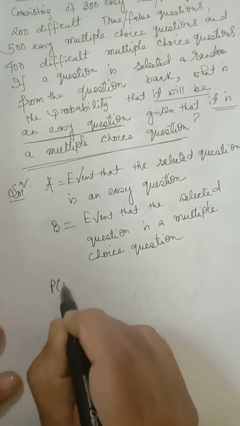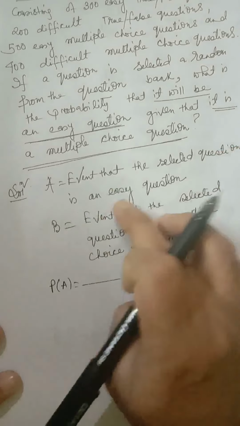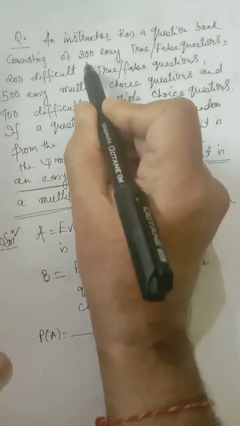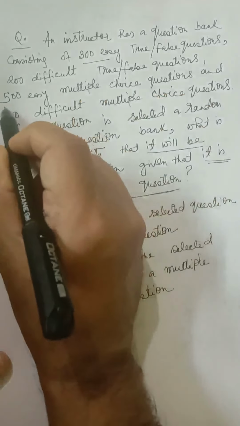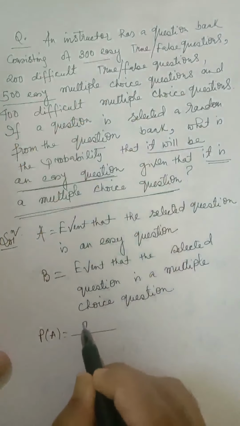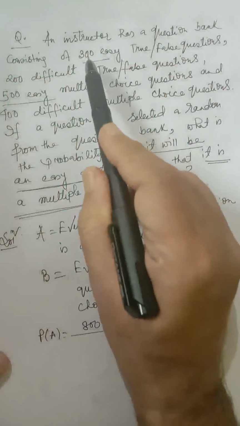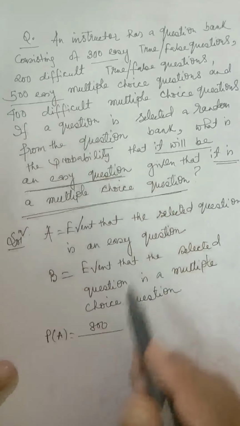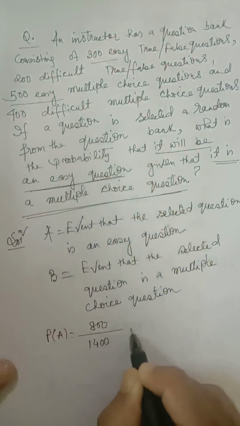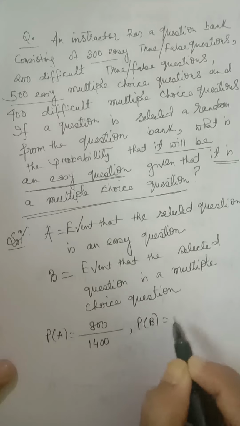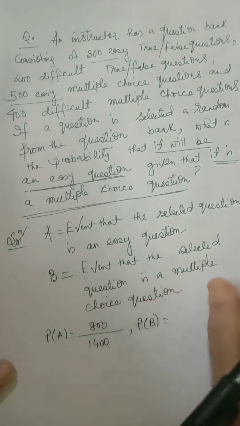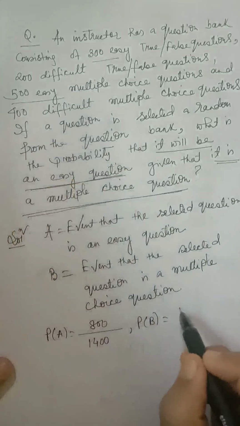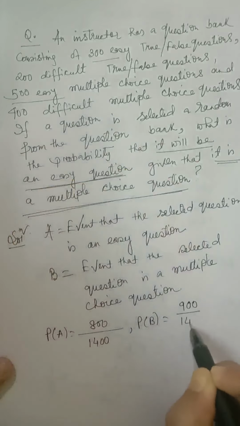Now PA equals, the selected question is an easy question. So now we have to find the number of easy questions in the question bank. We have 300 easy true-false questions, 500 easy multiple choice questions. So there are 800 easy questions out of 300 plus 200, 500 plus 500, 1000 plus 400, out of 1400 questions. PB, B means the selected question is a multiple choice question, and we have total 500 plus 400, 900 multiple choice questions. It is 900 by 1400.